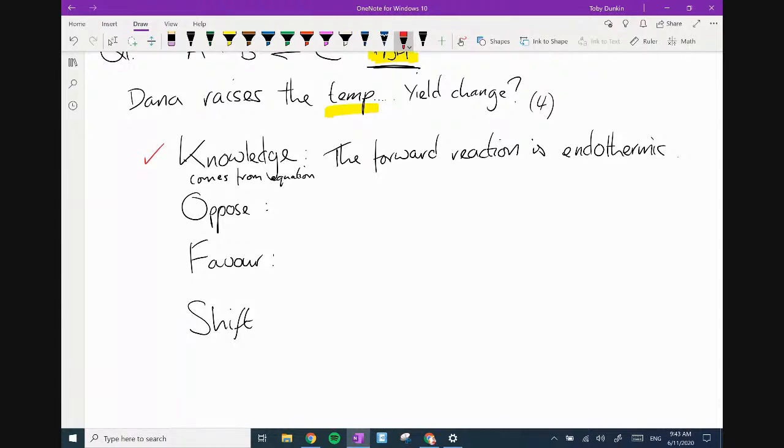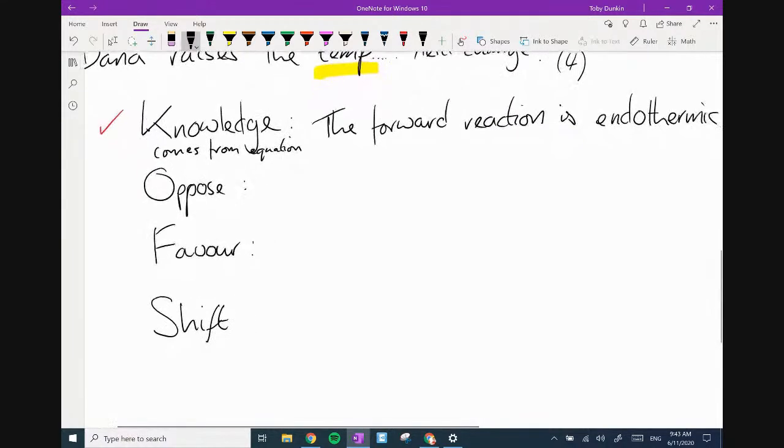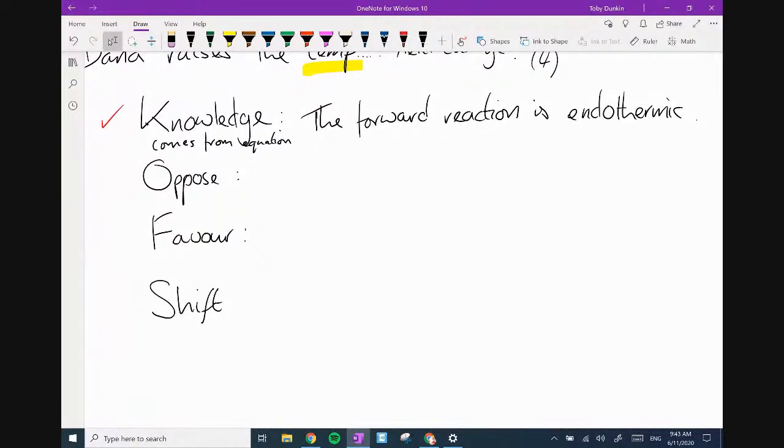Right, then she says, raise temperature, so equilibrium will. Well done, Donna. She's hit the oppose. This is the most lost mark in the whole of A-level chemistry, because you have to say something really awkward. Students give the most common response: according to Le Chatelier's principle it will oppose the change. That's not enough. That is very common and will not get you the mark.